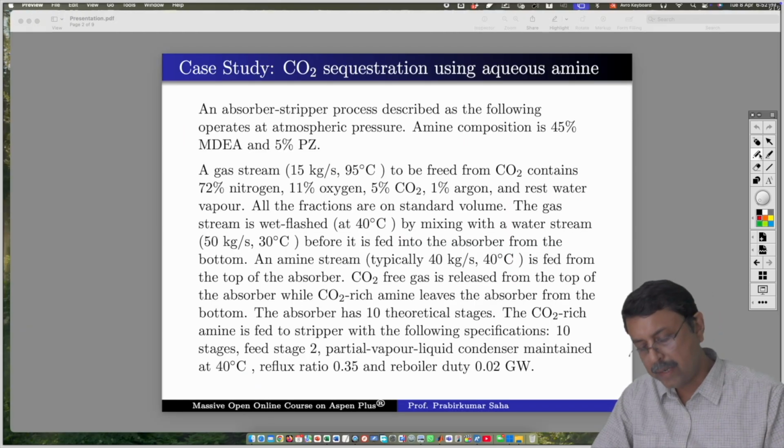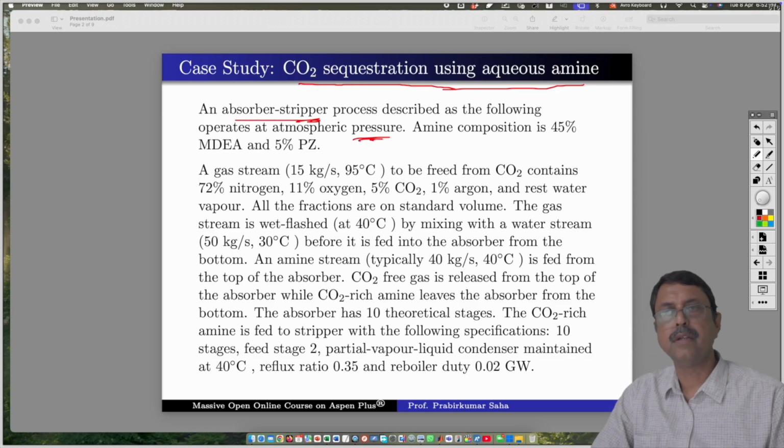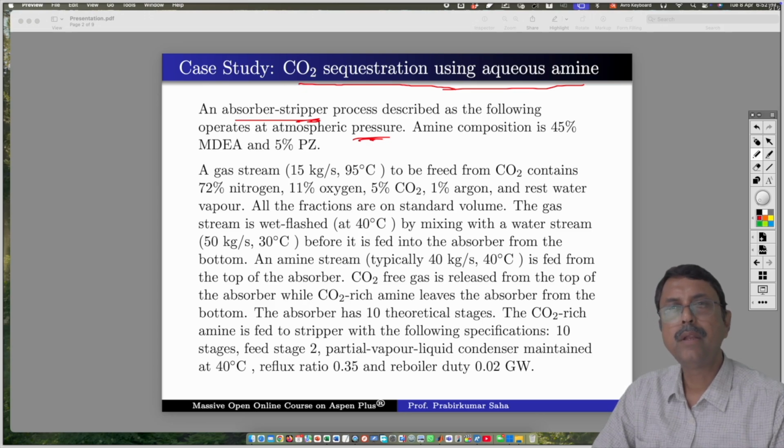So this is the case study on CO2 sequestration using aqueous amine, and it contains an absorber stripper process which operates at atmospheric pressure. So in the very beginning of the problem, they say that the entire process operates at atmospheric pressure, so there will be no change in pressure anywhere, either in absorber or stripper or heat exchanger or flash, whatever we use, we do not need to think about the pressure. They will all be at atmospheric pressure.